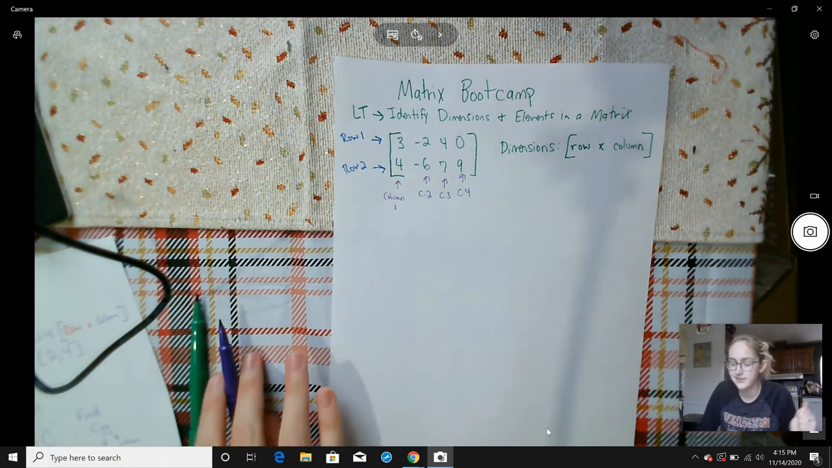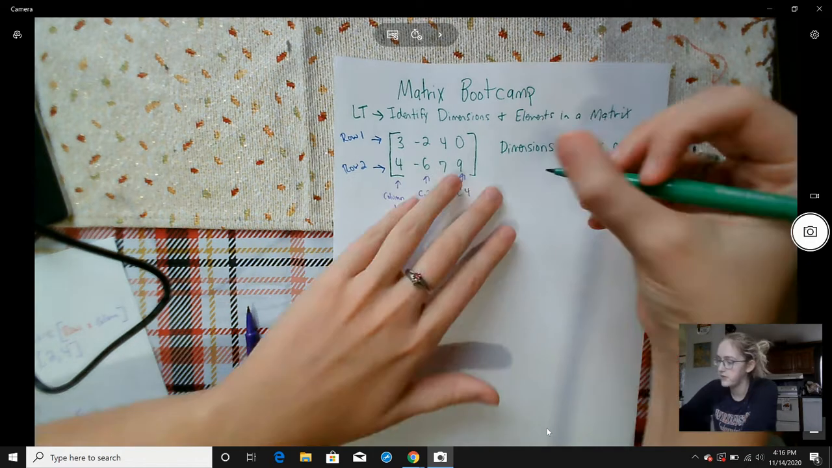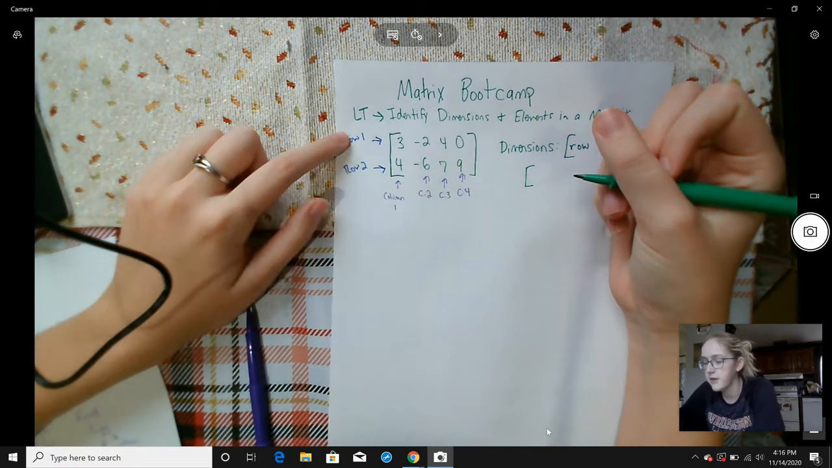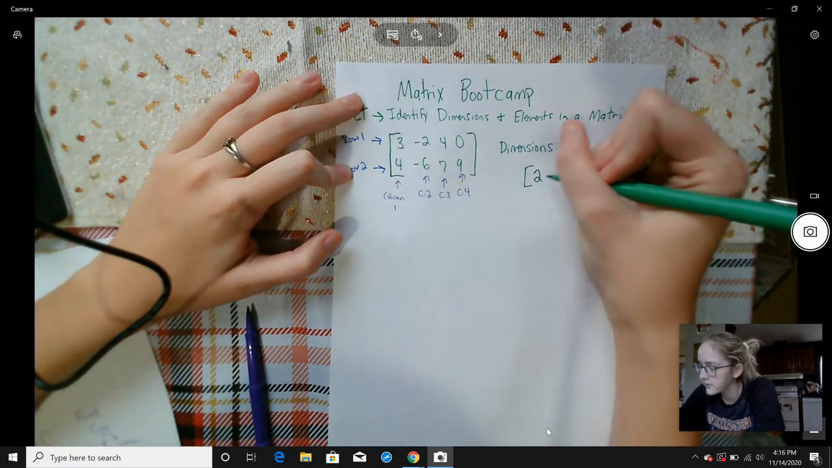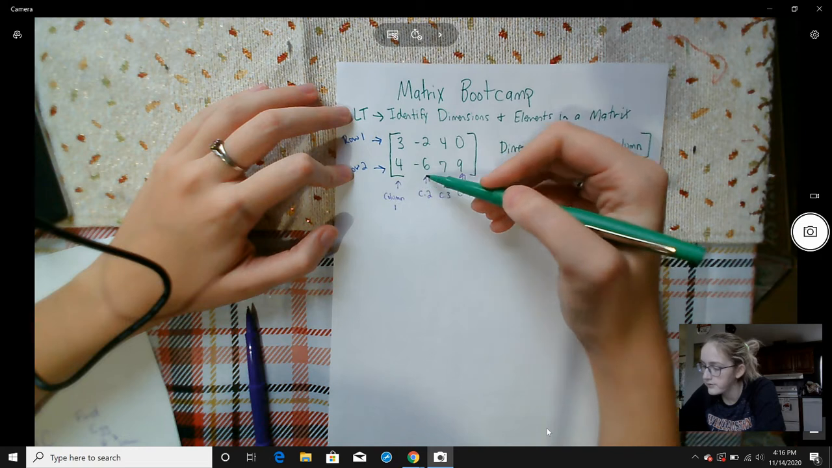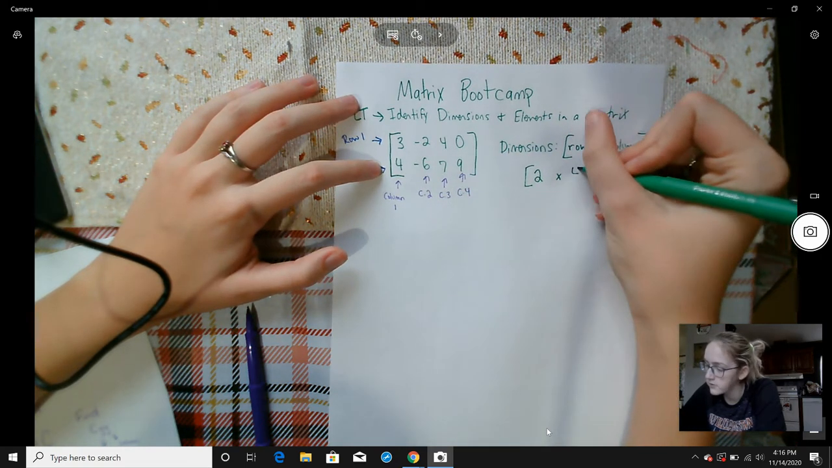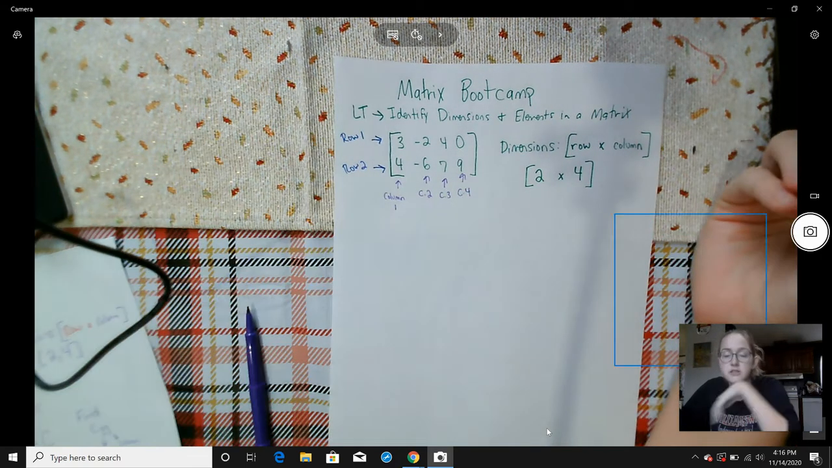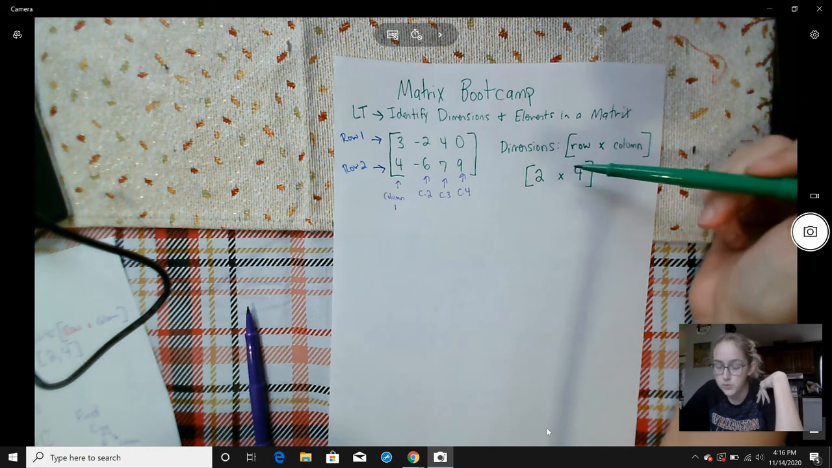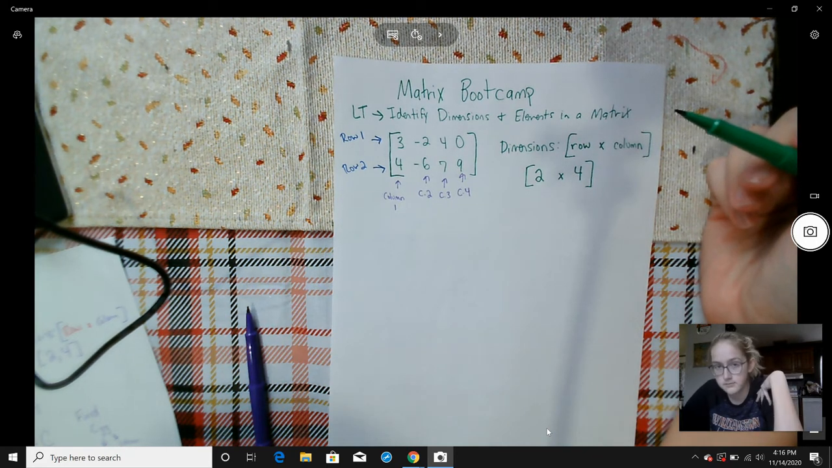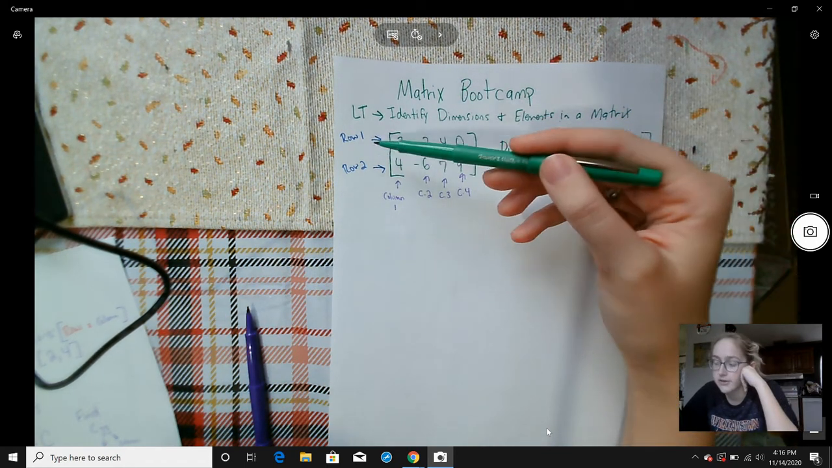So if we wanted to give the dimensions of this matrix, we'd have our little brackets, and we have 1, 2 rows, and then we have 1, 2, 3, 4 columns. So the dimensions of this matrix would be 2 by 4.